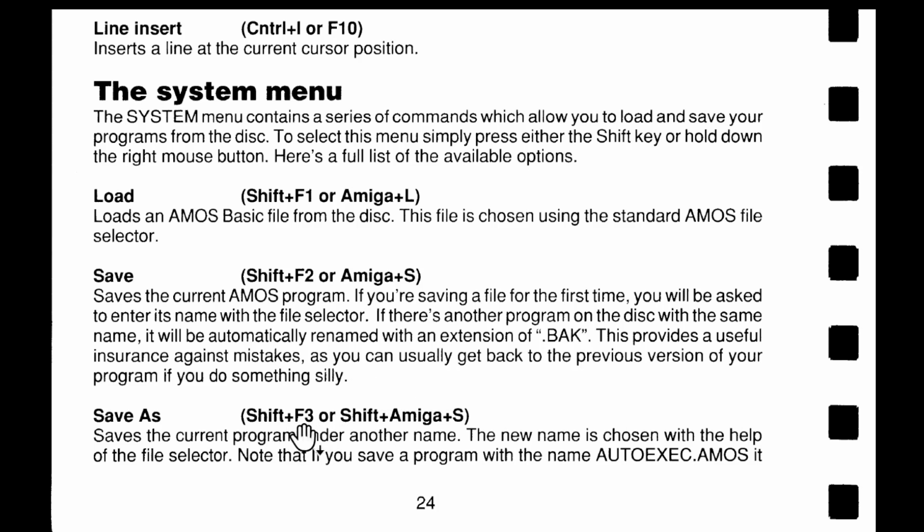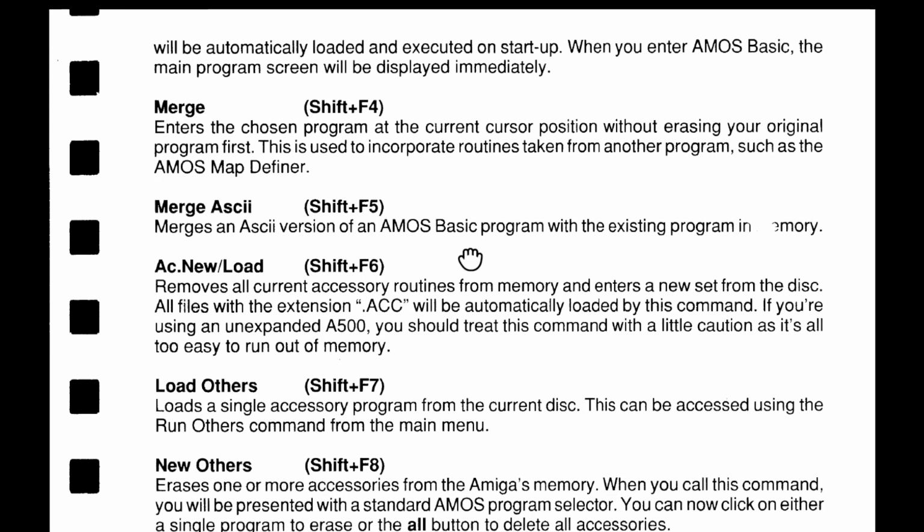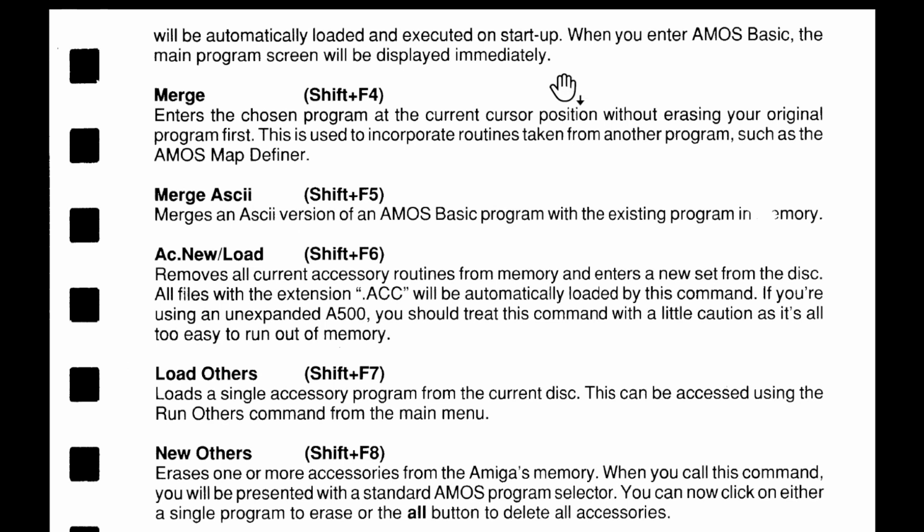Save As, Shift plus F3 or Shift plus Amiga and S. Saves the current program under another name. The new name is chosen with the help of the file selector. Note that if you save a program with the name autoexec.amos, it will be automatically loaded and executed on startup. When you enter AMOS BASIC, the main program screen will be displayed immediately.